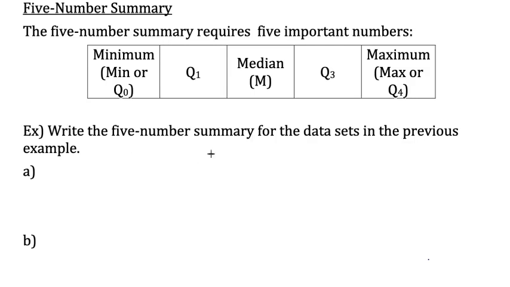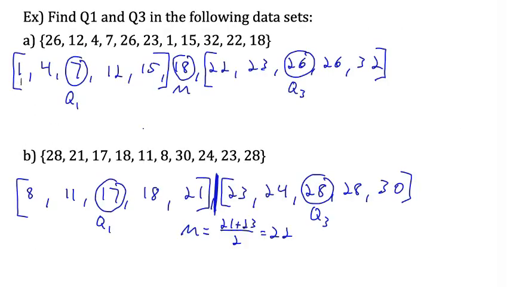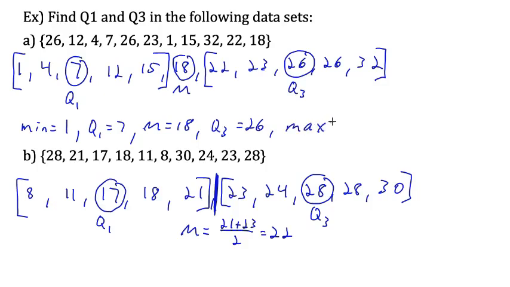All right, we're going to go back to those previous examples and write the 5-number summary. See that the smallest number is 1, so we'll say min equals 1. And we have the first quartile, and we have the median, and the third quartile, and the maximum. And there's our 5-number summary. And this 5-number summary is an important way to help us understand a data set.